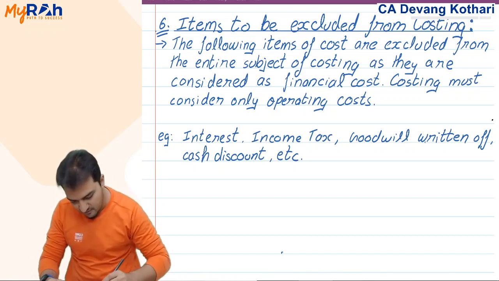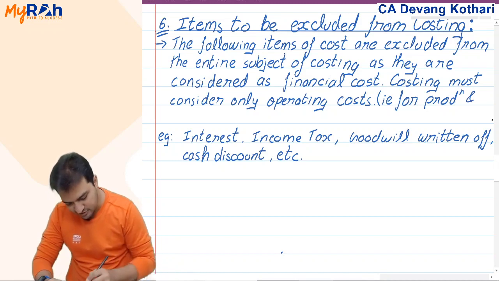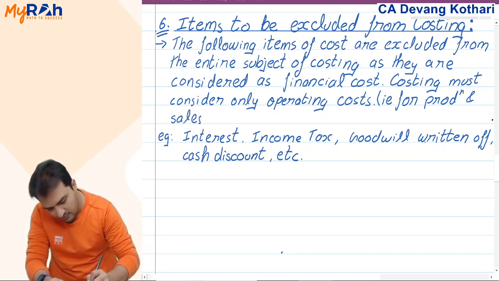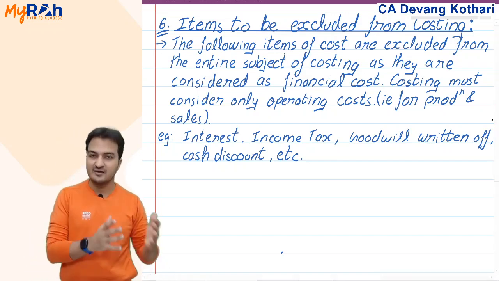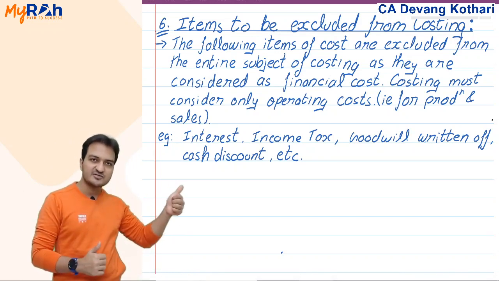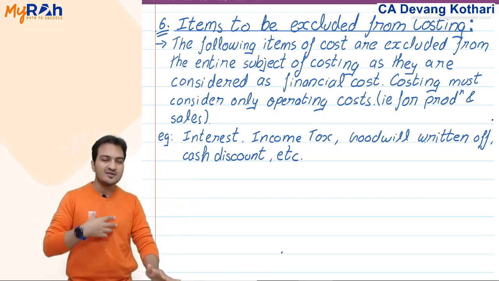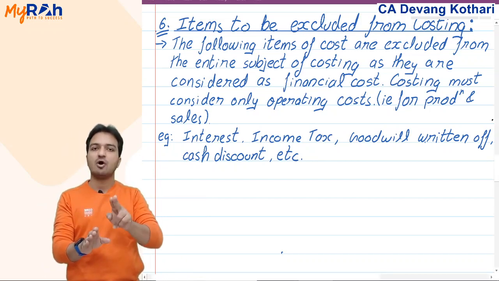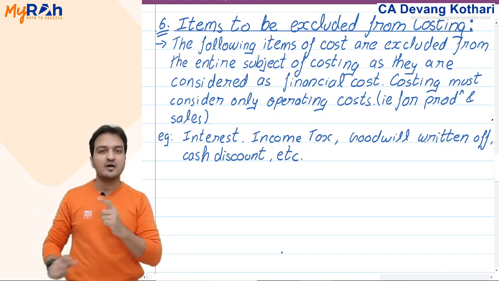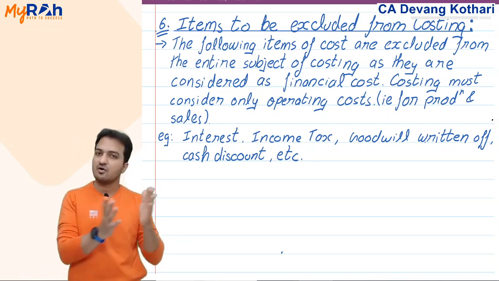Let me clarify that. Consider only operating cost, that is for production and sales. So costing considers only the operating costs which are incurred for production and sales purpose. Any other cost like interest cost, like income tax, like goodwill written off, cash discount, etc. are considered as financial costs. They are not considered in my subject of costing. Rather, they will be considered in your subject of FM, financial management. At your IPCC level, you have another subject called financial management. These costs will be considered in your subject of financial management.